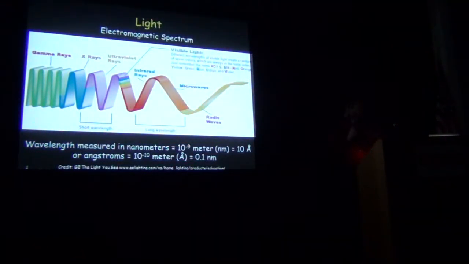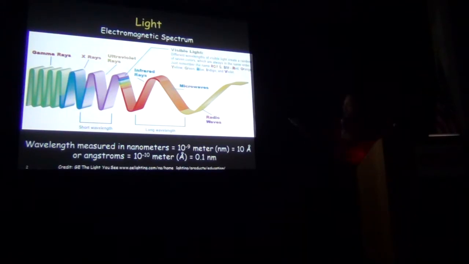So let's start out with some background information. Light is part of the electromagnetic spectrum. So if we take a look down here, we have radio waves like AM, FM radio, we have microwaves up here, infrared, we get to a visible portion here, and then beyond that we have ultraviolet, we move on to X-rays and gamma rays.